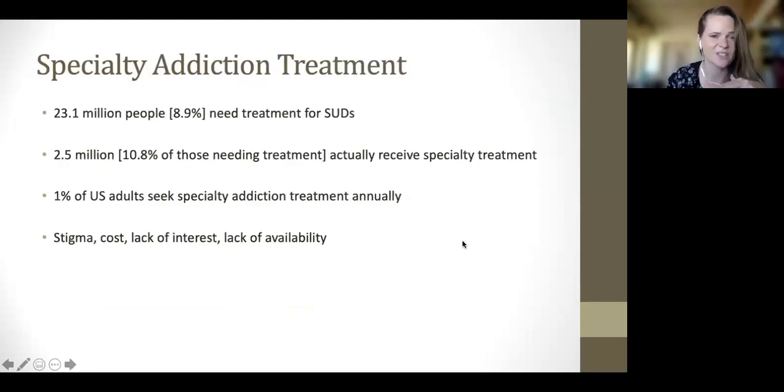In terms of specialty addiction treatment, you can see quite a lot of people, almost 10% need treatment for substance use disorders. Around 10% actually receive the specialty treatment, and 1% in the US seek specialty addiction treatment annually. There's a lot of reasons for these discrepancies. A really, really big one is stigma. Most people are not excited at the prospect of seeking out an addiction clinic. There's a lot of stigma that surrounds that process and the participation. And then, of course, cost, lack of interest, lack of availability. Everybody here probably knows that access to services here in New Mexico can be difficult, particularly in rural and frontier communities. And that's often where those services are needed the most.